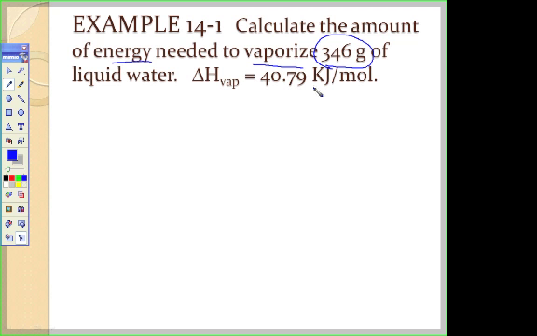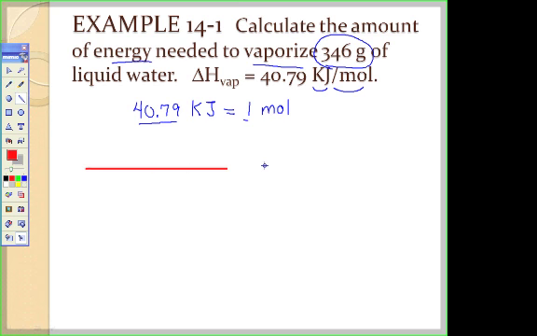Now, when we have a double unit or a slashed unit like this, remember that we can write that as a conversion factor. You can either plug into a formula or do it the way I'm doing, as a conversion factor. So that's telling me that for every 1 mole, it's going to take 40.79 kilojoules. Well, I don't have 1 mole, so we have to find out how much we have.